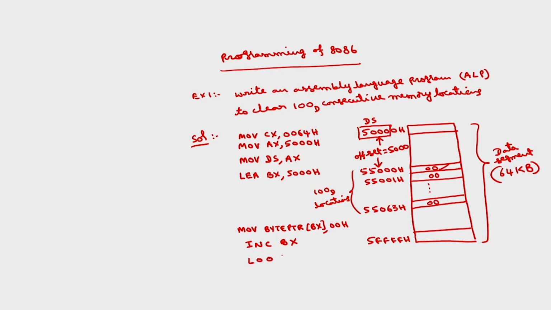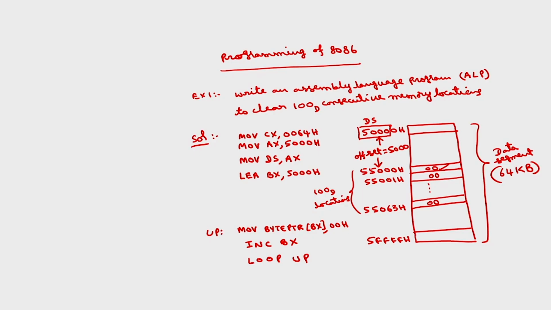Loop up. I have already explained this loop instruction. The loop instruction will be executed until CX is equal to 0. In CX we have 64. I have cleared one location. After that, this CX will be automatically decremented by 1 inside the loop. So whenever CX is not equal to 0, it will jump to up. This label up I have to write here.